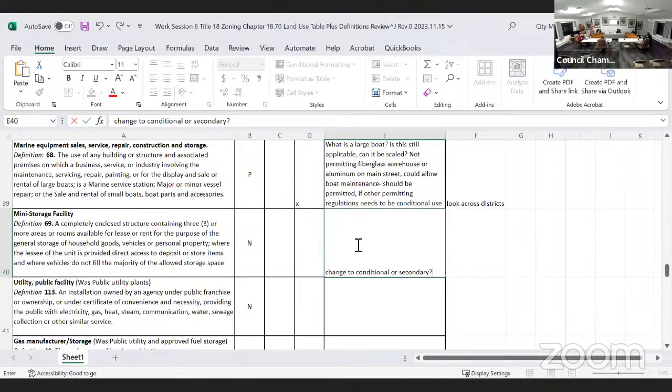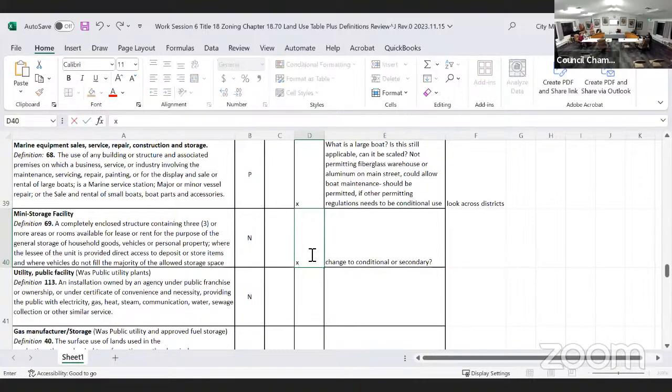I was gonna say, we do have one of those businesses, but not in a commercial district. But anyway, I think we ought to maybe include that. Storage is definitely a needed thing. So I made a note: change to conditional or secondary. Any other notes, comments, differing opinions on that one?